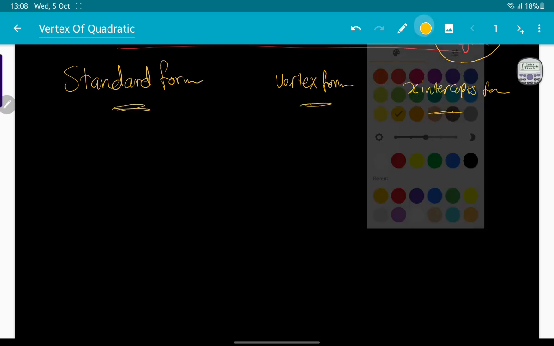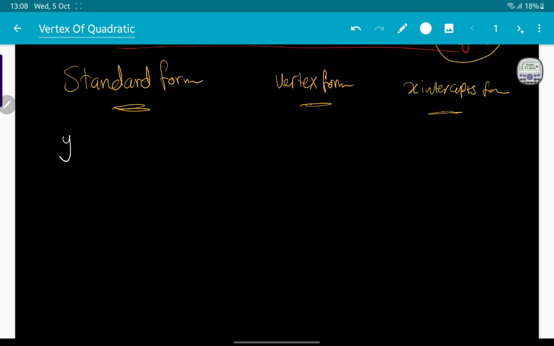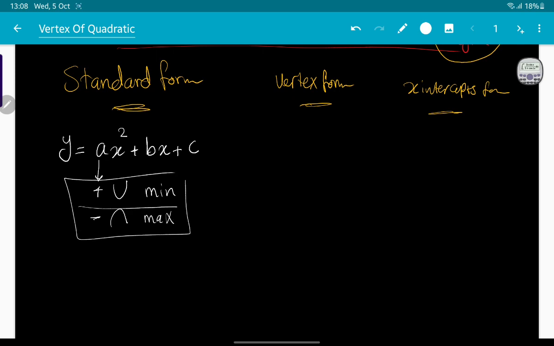The first one is y equals ax squared plus bx plus c. We need to know how to find the axis of symmetry and the minimum or the maximum. Number one, if a is positive, it means the graph will open upwards, and in this case we have minimum value. But if a is negative, it means it opens downwards, so we have maximum. Okay, so the minimum and maximum don't come in the same question.